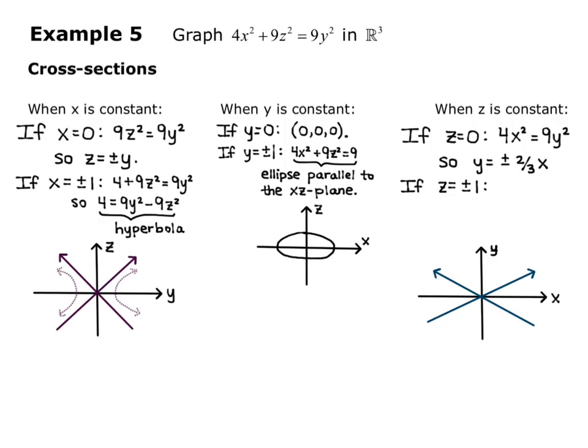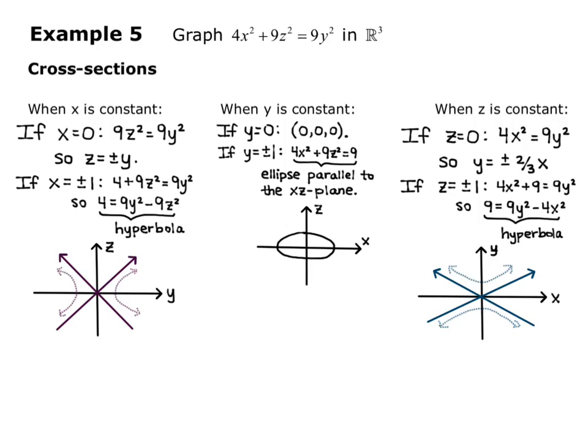If z is plus or minus 1, then we get 4x squared plus 9 equals 9y squared. And if we solve for the constant, then we get 9 equals 9y squared minus 4x squared. Now remember, this is the shape of a hyperbola because we have constant equals squared term minus squared term. And we know it opens around the y-axis because the y squared term has the positive coefficient. So there's our hyperbola opening around the y-axis, so going up and down.